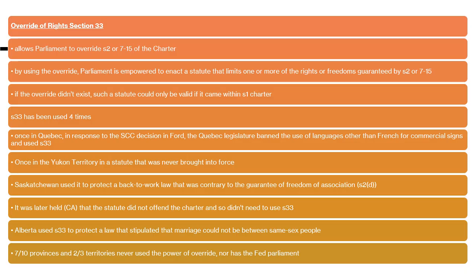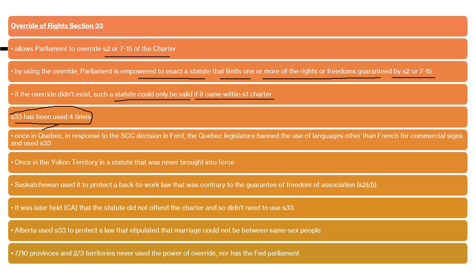So how does this whole thing work? As we read in the previous slide, section 33 allows Parliament, or any provincial government for that matter, to override section 2 or 7 to 15 of the Charter. Parliament or any provincial authority is empowered to enact a statute that limits one or more rights or freedoms granted by section 2 or 7 to 15. If the override didn't exist, such a statute could only be valid if it came within section 1 of the Charter. Section 33 to date has been used 4 times.